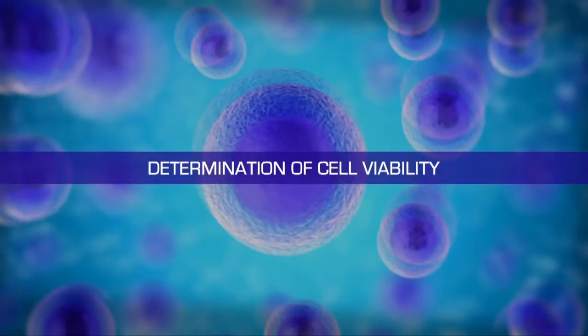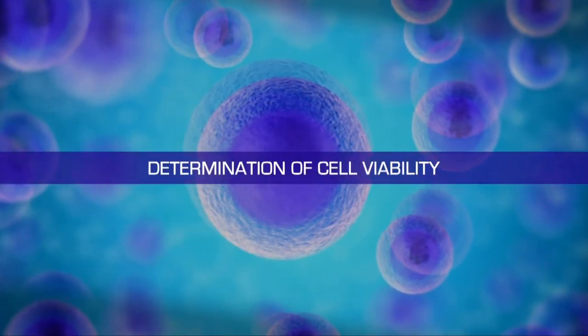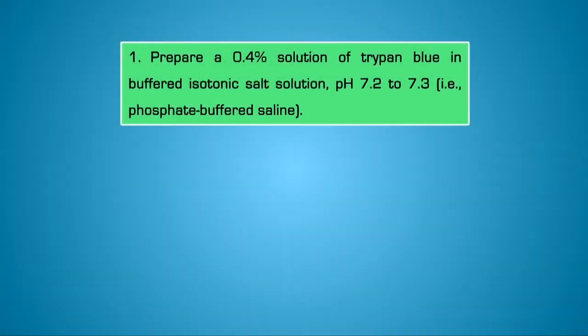For determination of cell viability, in the first step, prepare a 0.4% solution of trypan blue in buffered isotonic salt solution, which is of pH around 7.2 to 7.3. This may be a phosphate buffered saline.